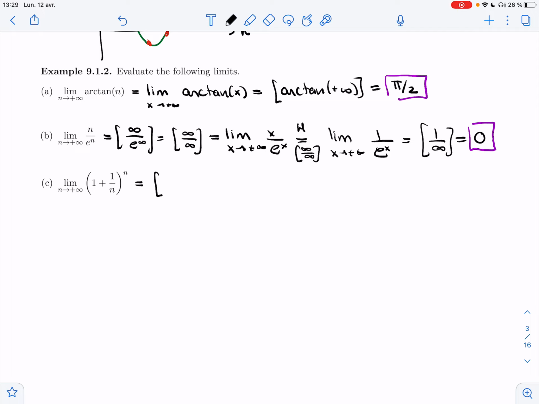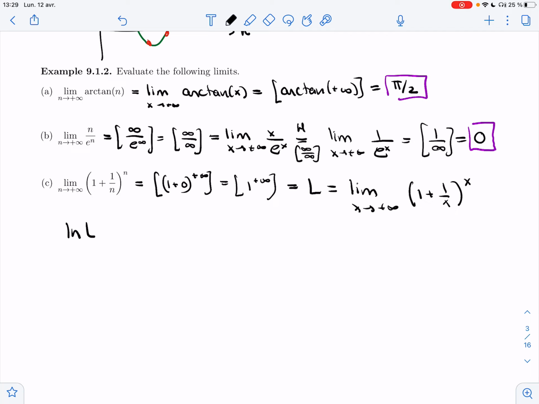This one, if I plug in, I get 1 plus 0. That's 1. And then the exponent goes to infinity. I have 1 to the infinity. That is one of the 3 exponential limits that are indeterminate. All right, so I'm going to use L'Hopital again. So I'm going to call it L, and again, I'm going to think of it as a limit as x goes to infinity.